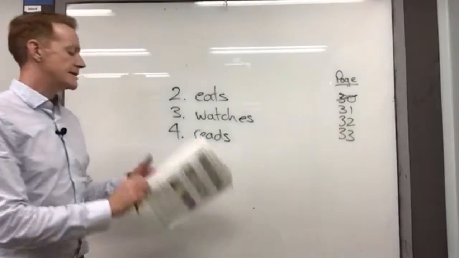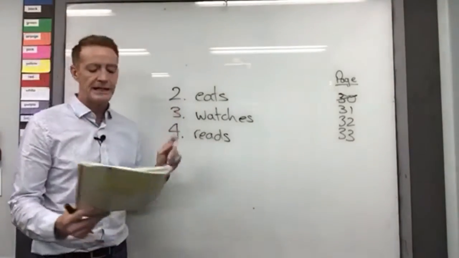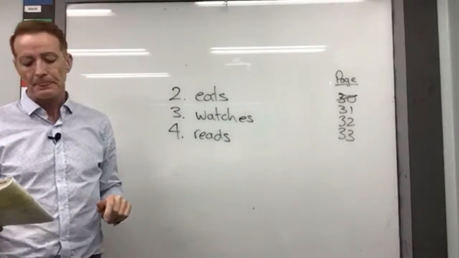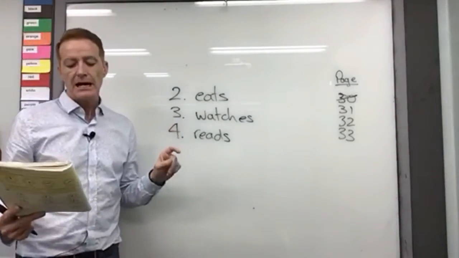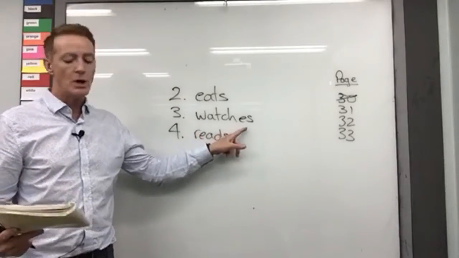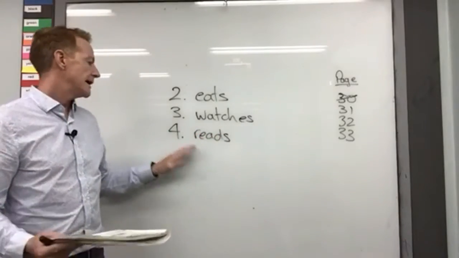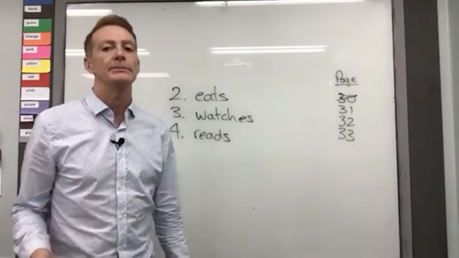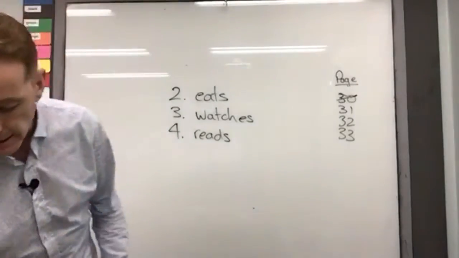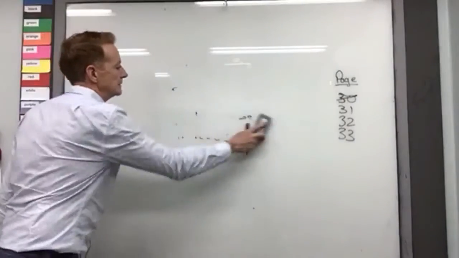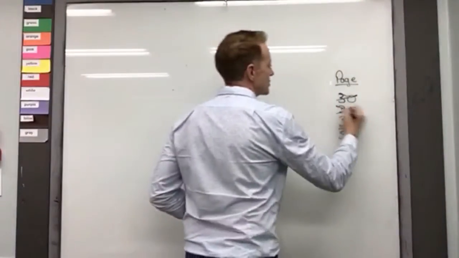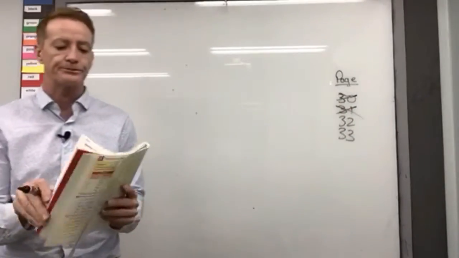All right, let's quickly go over these one more time. Number 2, at lunchtime, Betty eats a salad. Number 3, after work, she watches TV. And number 4, Betty reads in bed before sleeping. All right, let's turn the page. So that is page 31, finished.